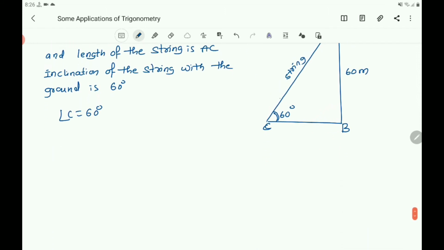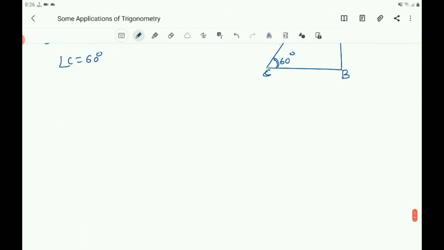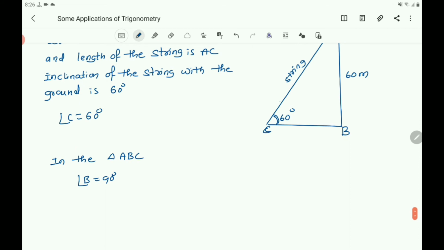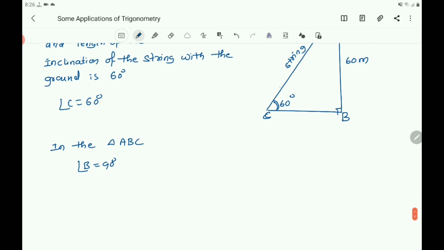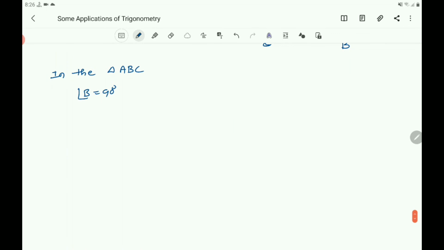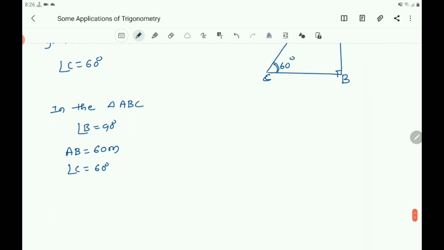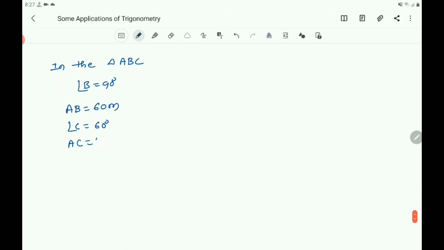Now let us take the right angle triangle ABC. In triangle ABC, angle B equals 90 degree, and AB is given. AB equals 60 meter, and angle C is 60 degree. So what do you have to find out here? We have to find the length of the string, that is AC. AC equals question mark.